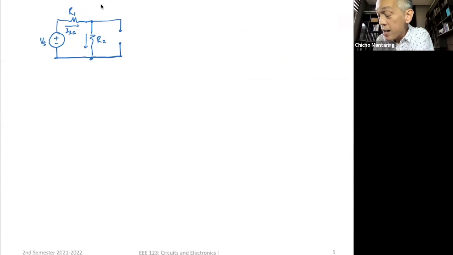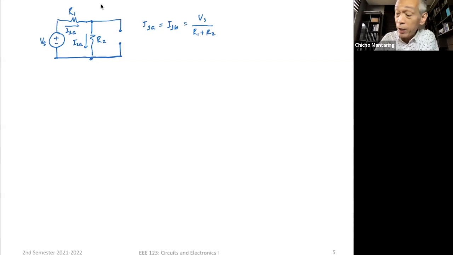Okay, I2A, the current through R2 with Vs acting alone. So now this is an open circuit. You will notice that I1A will be equal to I1B. It will just be equal to Vs over your total resistance, R1 plus R2, because if this is an open circuit, then what we have now is just a single loop circuit.